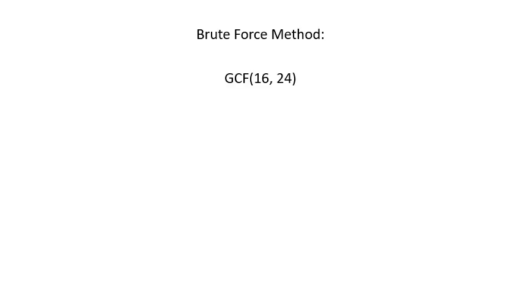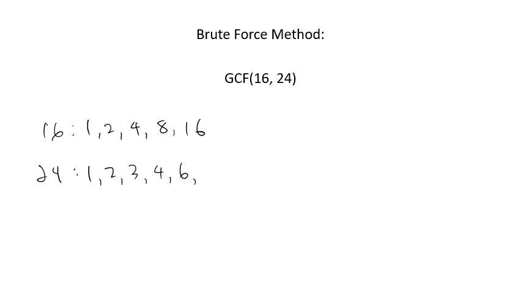So let's look at a problem by the brute force method. The brute force method is where we just list out all the factors. So for 16, we know it's divisible by 1, by 2, by 4, by 8, by 16. So those are all my factors of 16. And for 24, I got 1, 2, 3, 4, 6, 8, 12, and 24.